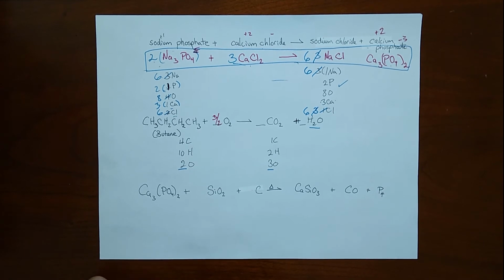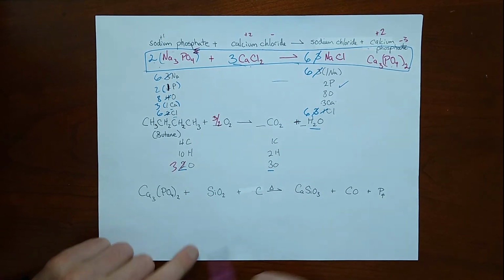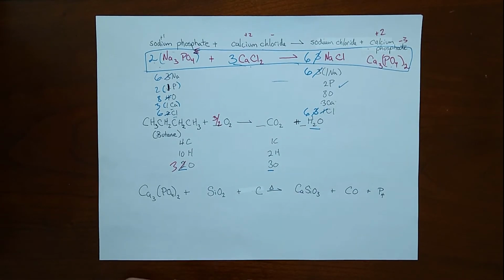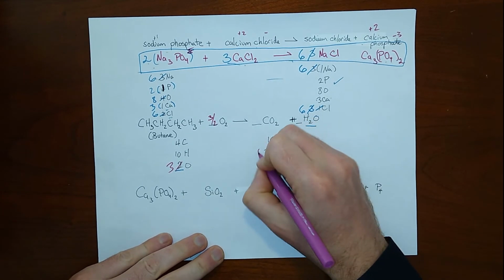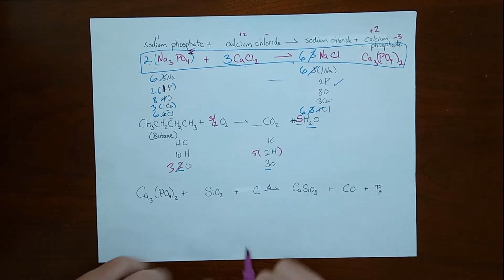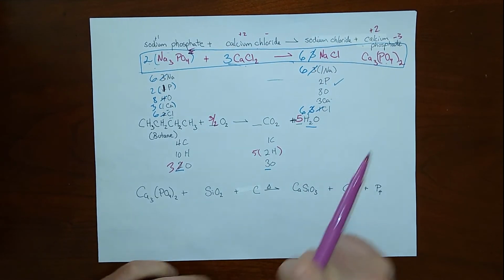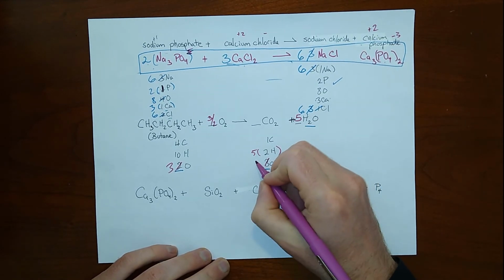Okay, so that's good. I still need to balance my carbon and my hydrogen though. And for the hydrogen it looks like I need 5 times as much over here. So we're going to try putting a 5 as our coefficient on the H2O. That, however, is going to change our number of oxygens now to 7.